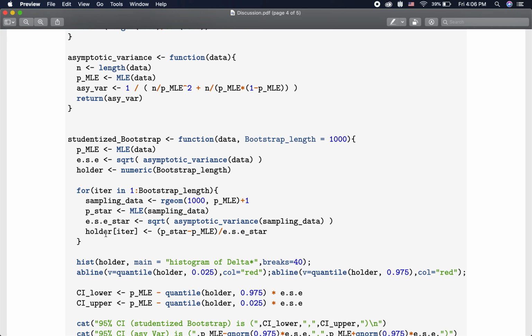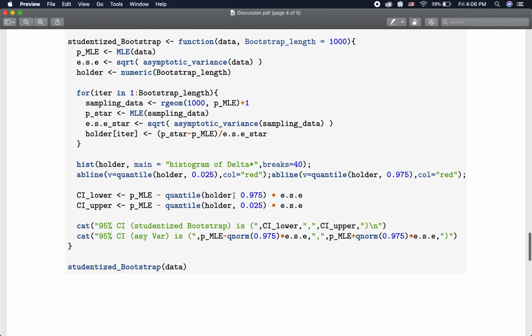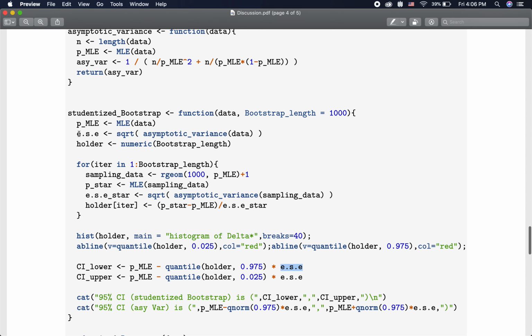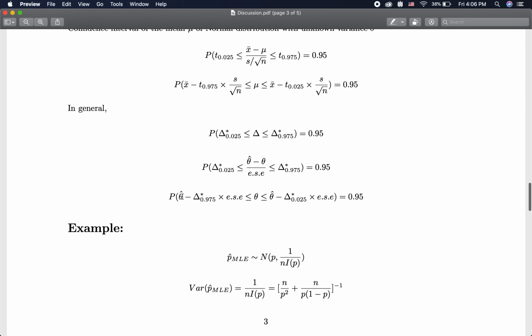And then we return that 1,000 times. So we run this, we construct this 1,000 times. And then we use those 1,000 delta I to construct our empirical distribution of delta. Here are the two lines where we plot the distribution of delta. And then we use the delta I, and those two quantiles multiplied by the ESE. This is what we also locked down at the beginning, which is defined here.